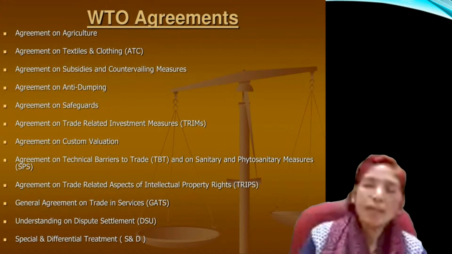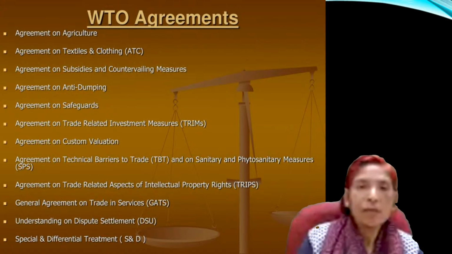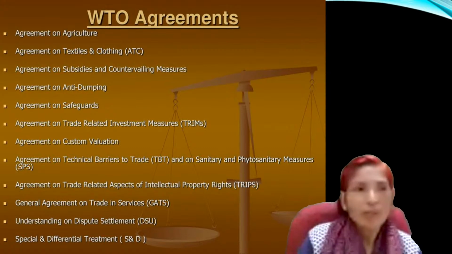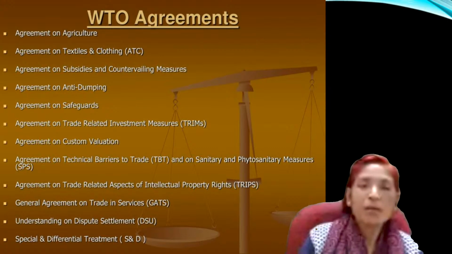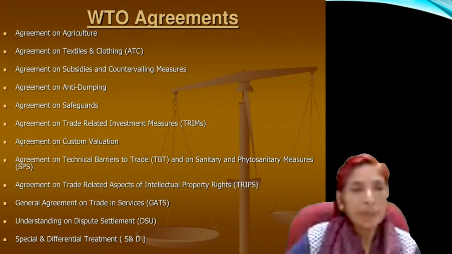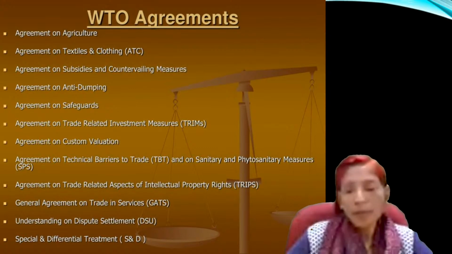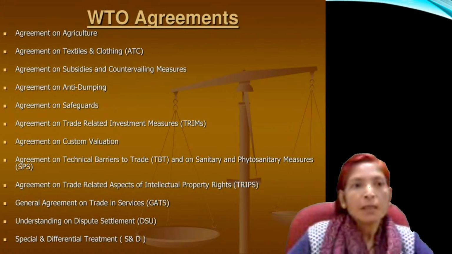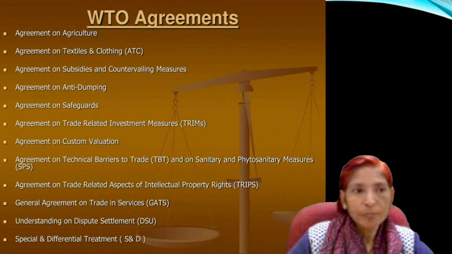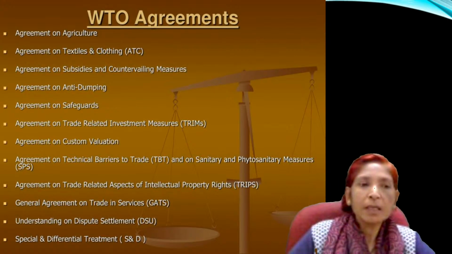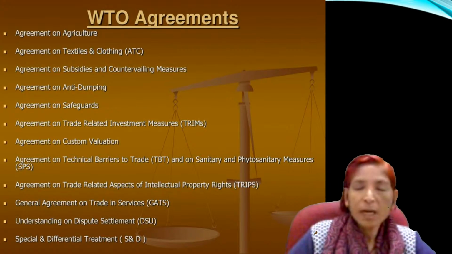There are different types of agreements on which WTO works. Number one is agreement on agriculture. Number two is agreement on textile and clothing. Number three is agreement on subsidies and countervailing measures. Number four is agreement on anti-dumping.